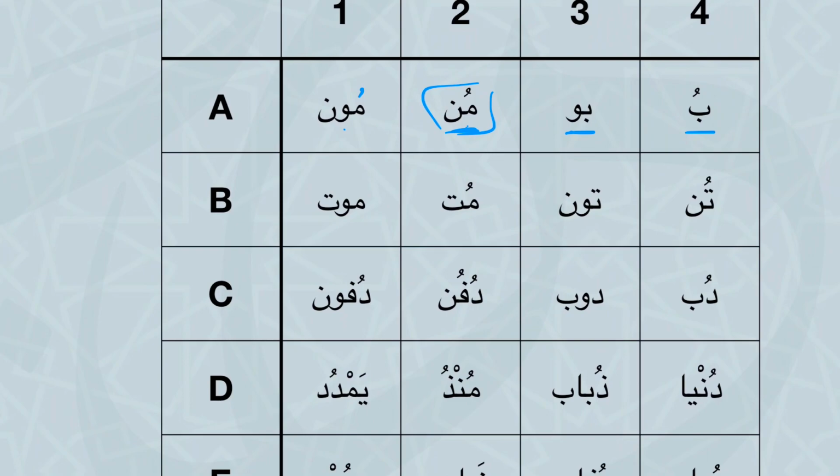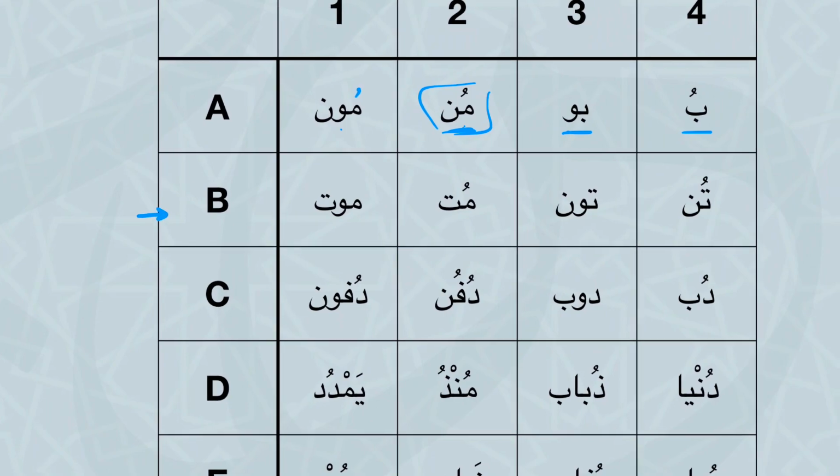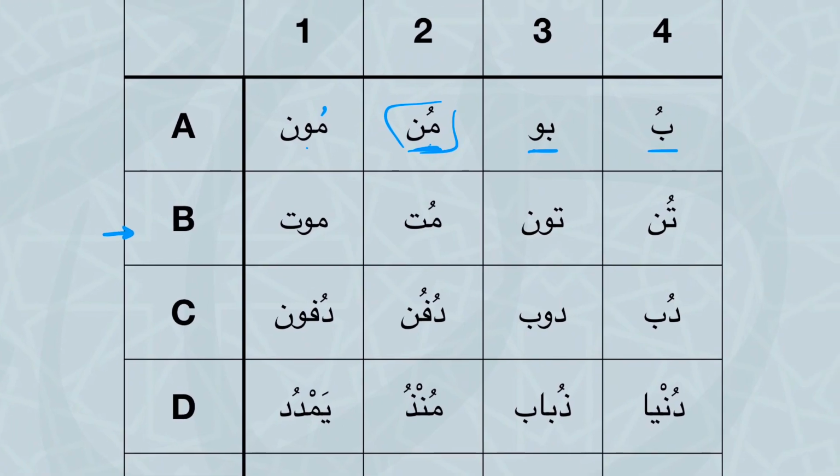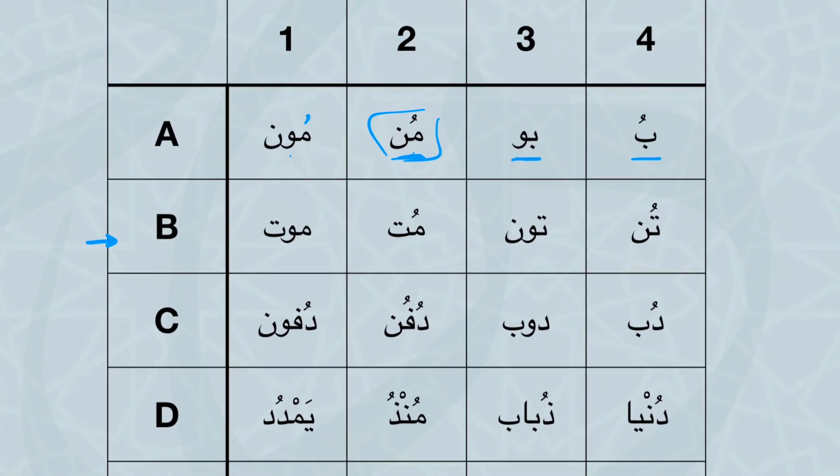Let's jump to row B, and number 1 and 2 the same way. There's contrasting and mirroring. So there is moot, moot, and mut, mut. Here it would sound like tun, tun. When the long vowel comes in, it's toon, toon, toon.